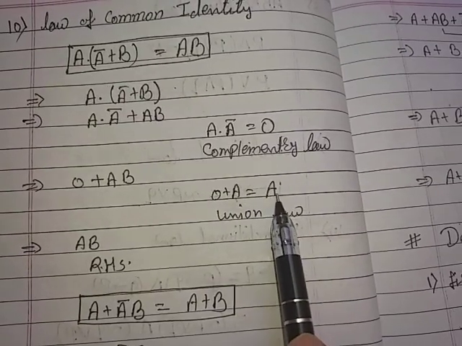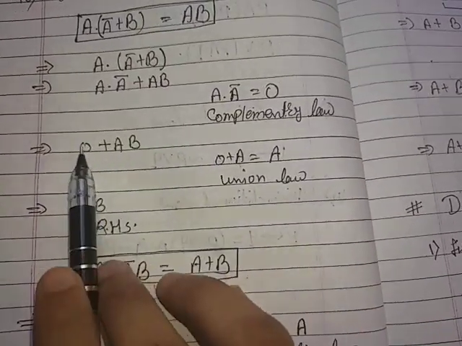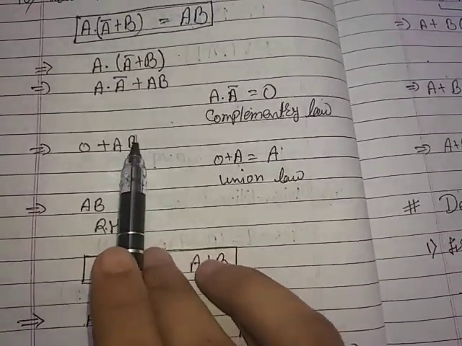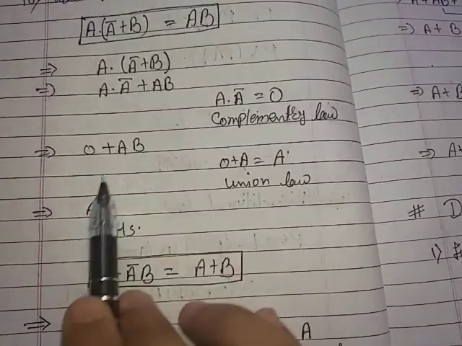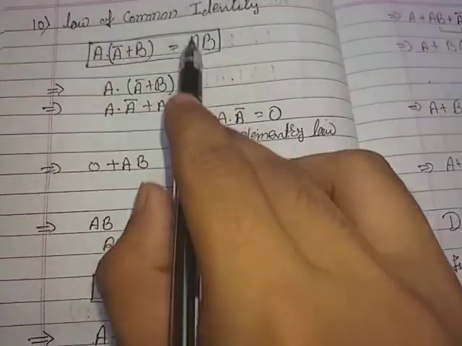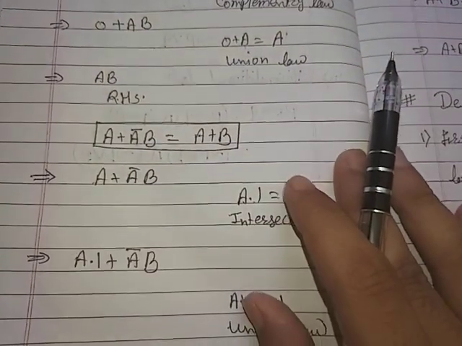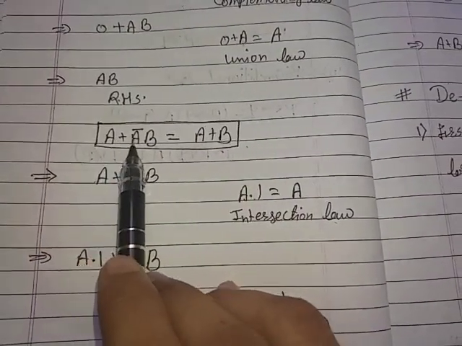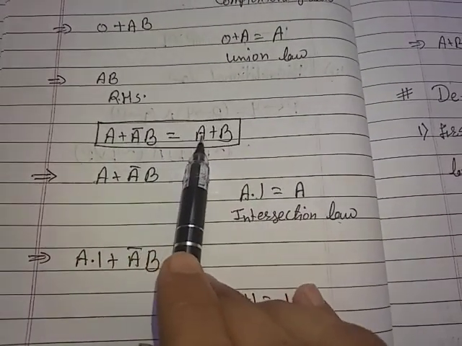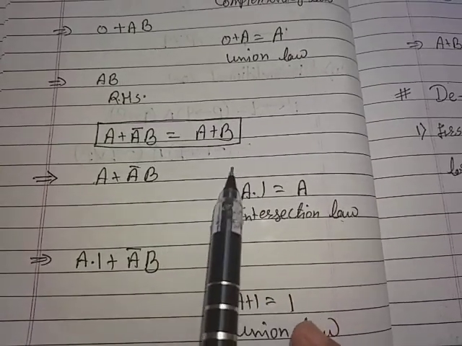0 plus A is equal to A from the union law. So we get 0 plus AB, and this will become AB as it is. So we will get AB, that is our RHS. And the second law is A plus A bar B is equal to A plus B.